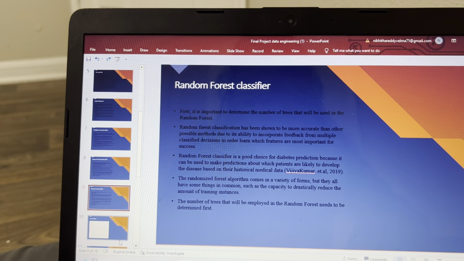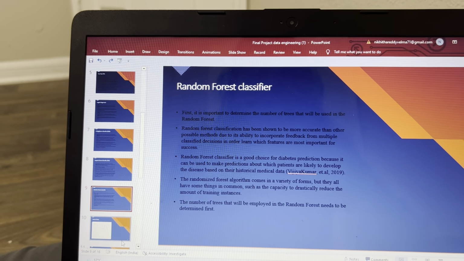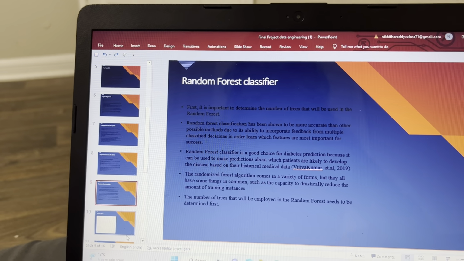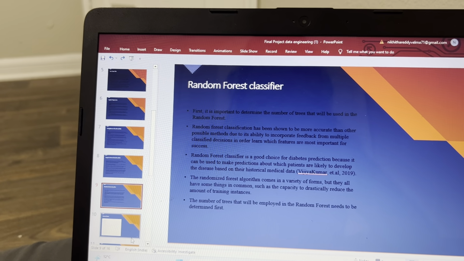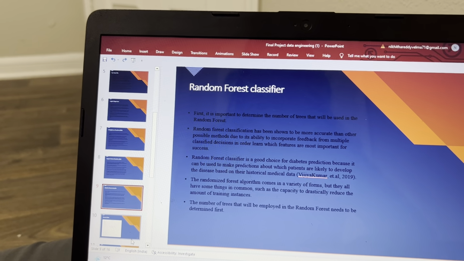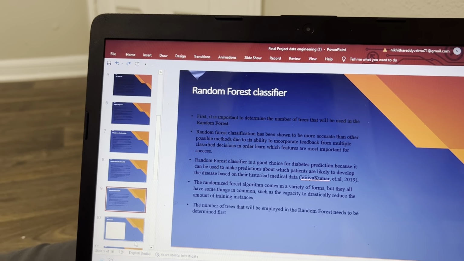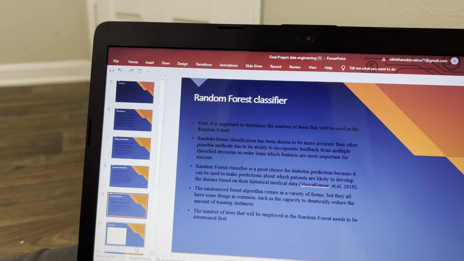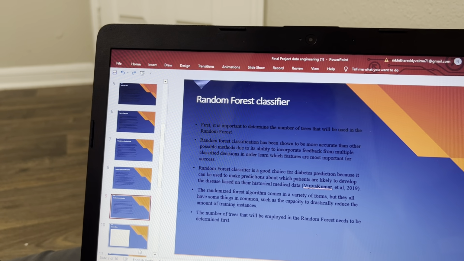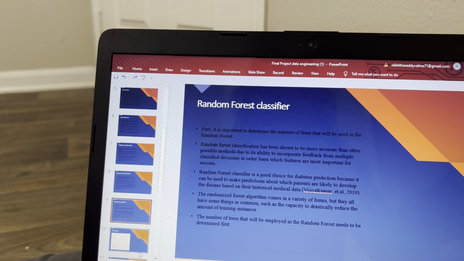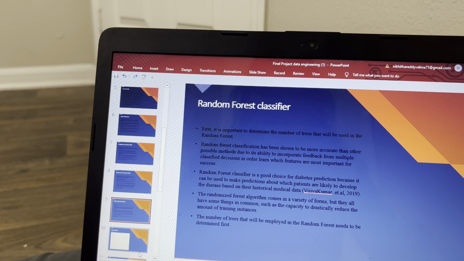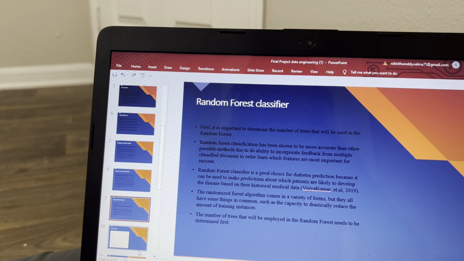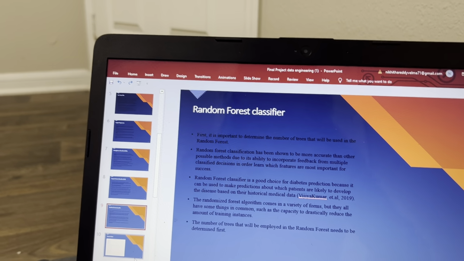And for the random forest classifier, it is first important to determine the number of trees that will be used in the random forest. The random forest classifier is a good choice for diabetes prediction because it can be used to make predictions about which patients are likely to develop diabetes, based on their historical medical data. The algorithms come in a variety of forms, but they all have some things in common, such as the capacity to drastically reduce the amount of training instances. The number of trees that will be employed in the random forest needs to be determined first.